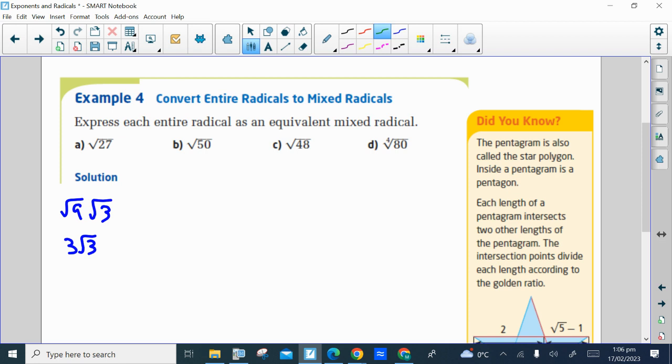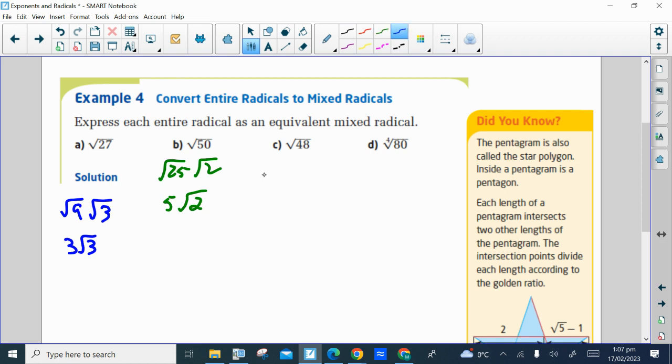Question B is the root of 50. That would be the root of 25 times the root of 2. The largest perfect square that divides into 50 is 25, and the square root of 25 is 5. The answer is 5 root 2. Again, notice that the radical has done its job. When you take the square root of 25, it is just 5, not root 5, just 5.